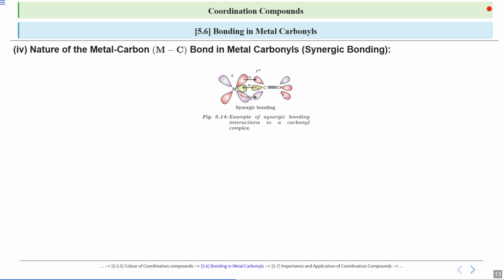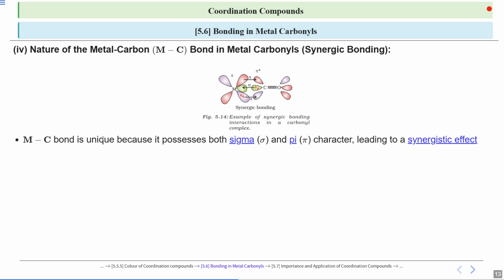Basically, this synergic bonding strengthens the bond between the carbonyl and the metal. The metal carbon bond is unique because it possesses both sigma and pi character, leading to a synergistic effect. As I said, the metal carbon bond formed here is unique. Why? Because it possesses both sigma and pi character, leading to its synergic effect.